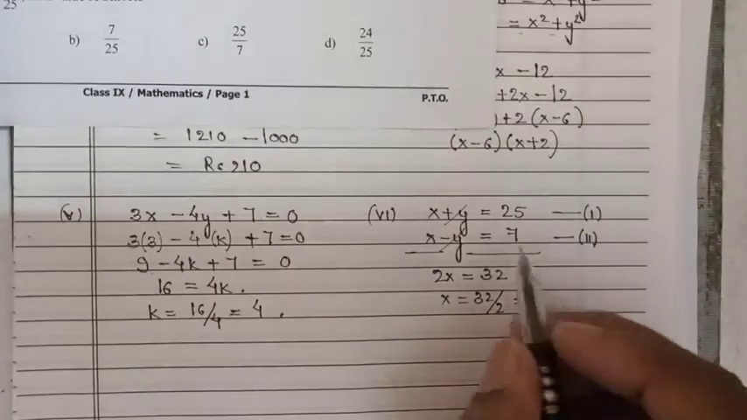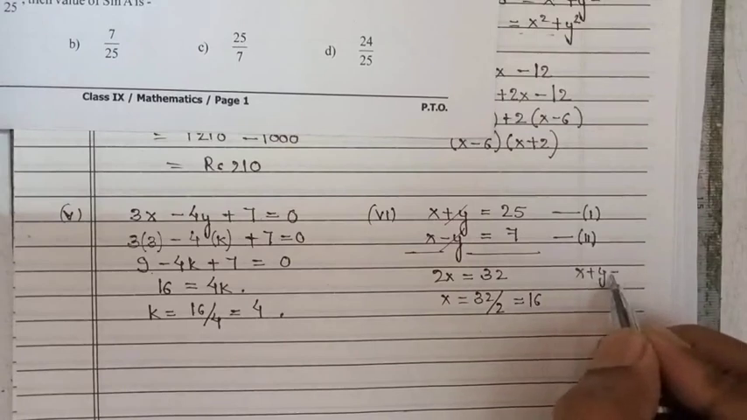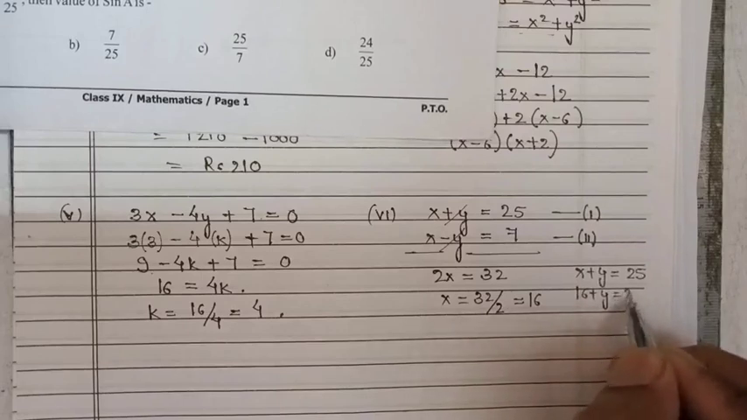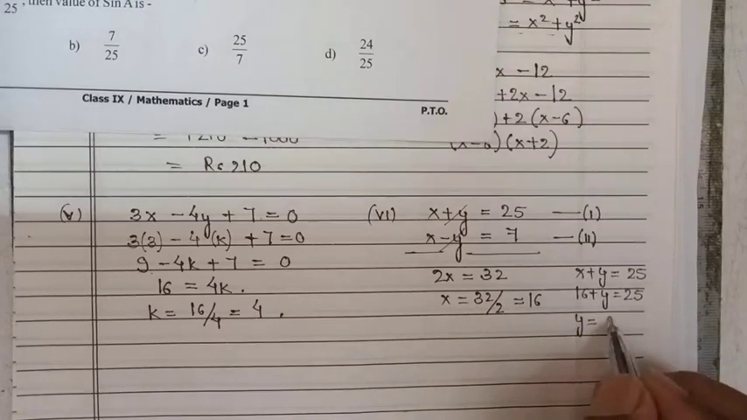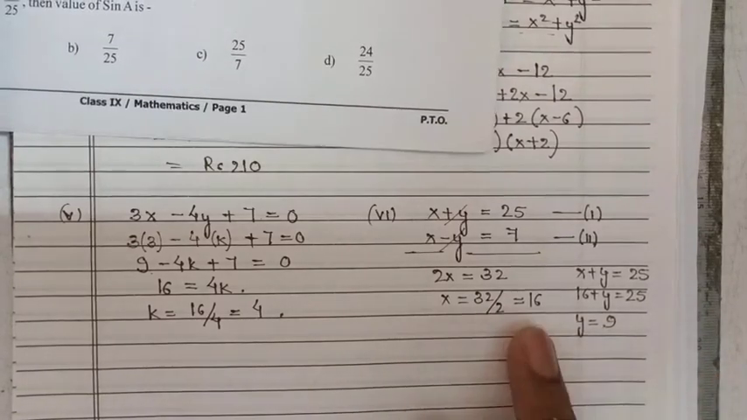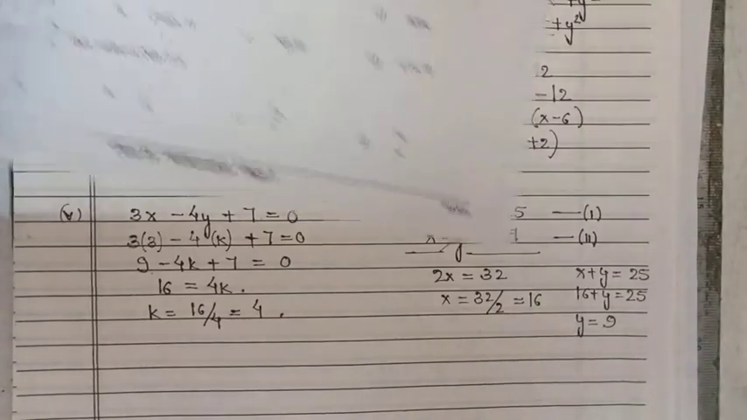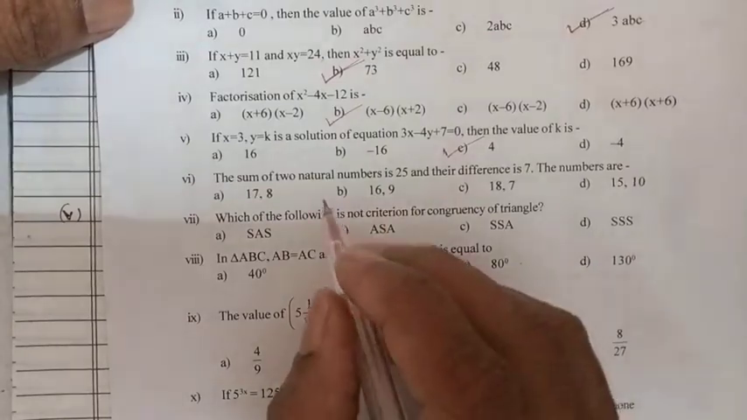Now from here you can get the value of y also. See, equation number 1 says x plus y is equal to 25. X you have got as 16. So you will be getting the value of y as 9. So x is equal to 16 and y is equal to 9. So we will go for this option, 16 and 9, the two numbers.